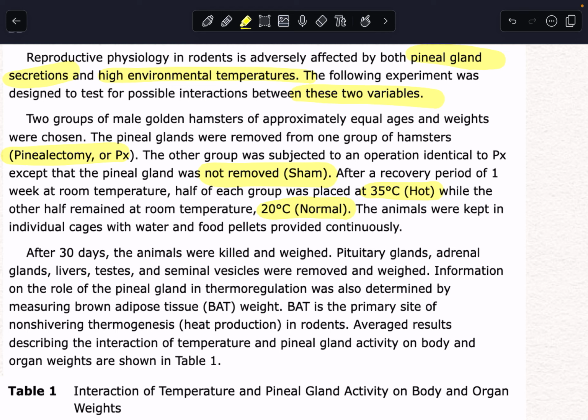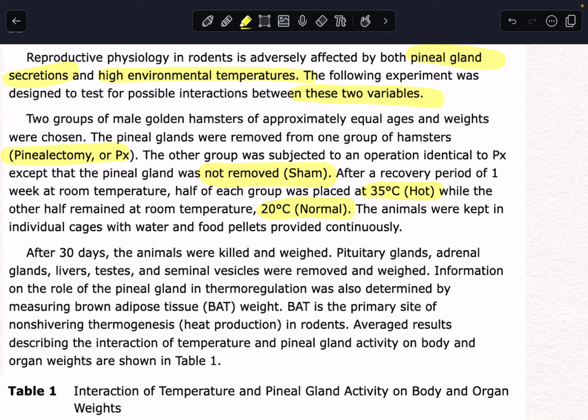Okay, so actually the four things that I highlighted here in the second paragraph align with the two variables mentioned in the first paragraph, right? So the first paragraph tells us pineal gland secretion can affect something, XYZ, reproductive physiology, right? Then the experiment design is to either keep the pineal gland as the sham group or take out the pineal gland as the PX group, right?